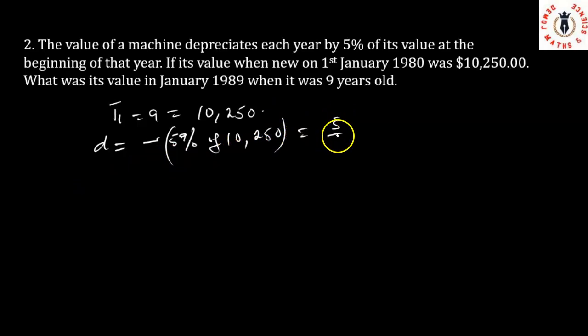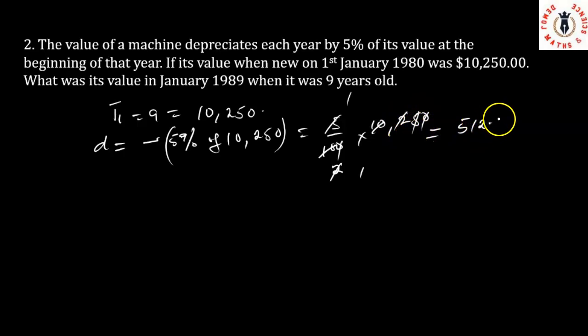That's the same thing as 5 over 100 times 10,250. The 0 here cancels this, 5 here is 1, 5 here is 2. That's equal to 10,250 divided by 2, which gives 512.5. That's negative, because it's a depreciation. The depreciation immediately tells me that my d, my common difference, is going to be negative.